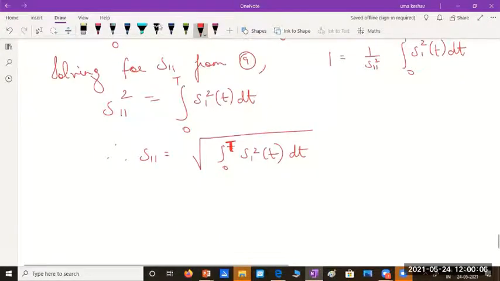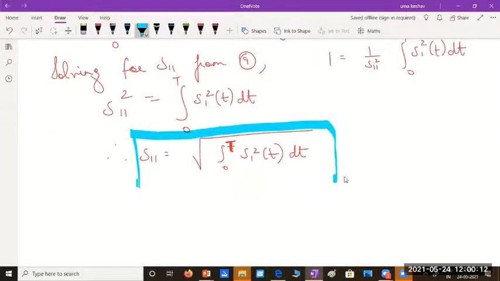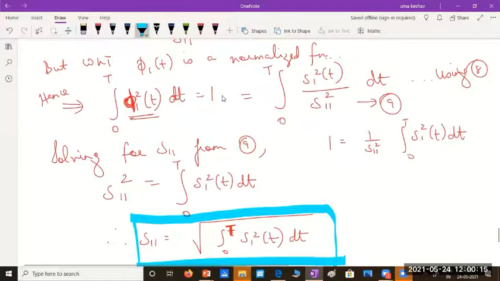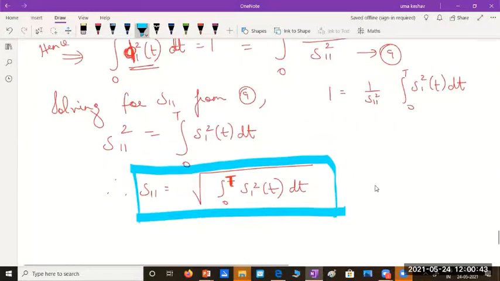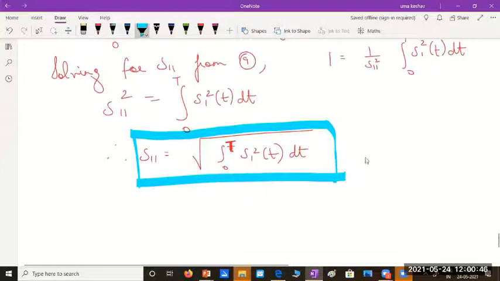Please see here, I haven't done anything big or different here. I have just simplified this equation. Here we said 1 is equal to this value. So when I bring this outside the integral, because this won't vary with the integral, I don't have any t here. The time variable is not there, so it will be a constant. Bring it out of the integral and then take it to the left hand side. So 1 into S11 square becomes integral 0 to t S1 square dt, and which remains as this equation.